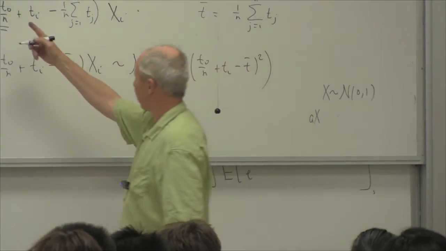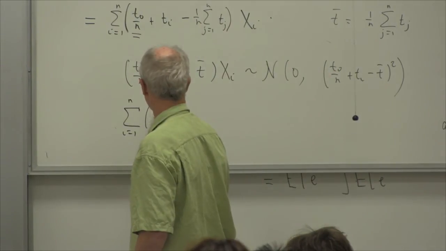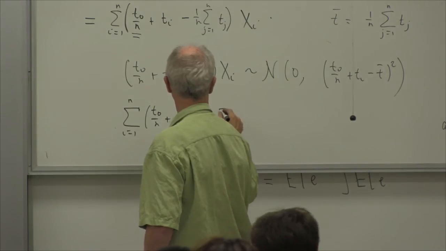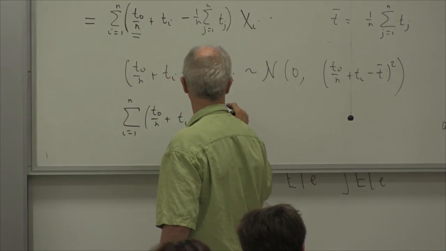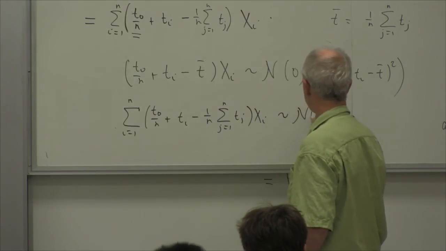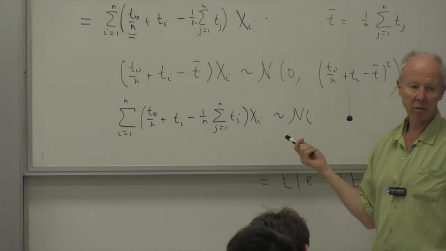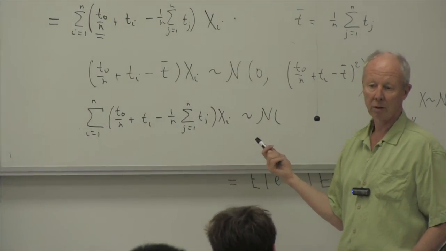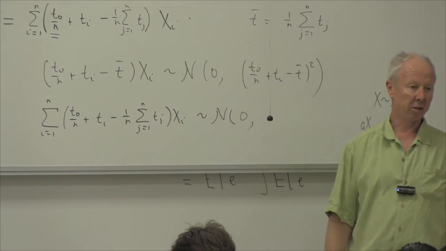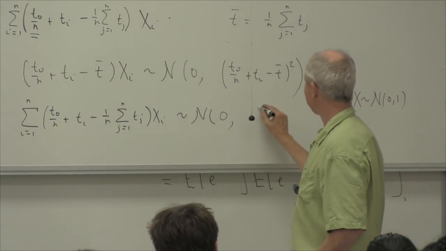So what kind of random variable would this whole sum be here? They're independent normals. The sum of independent normals is normal. This is a normal random variable. What's the expected value of this? Each summand has expected value 0, so the whole sum would have expected value 0. And what about the variance of this? The variance of the sum is the sum of the variances for independent random variables. So the variance would be the sum of these things.